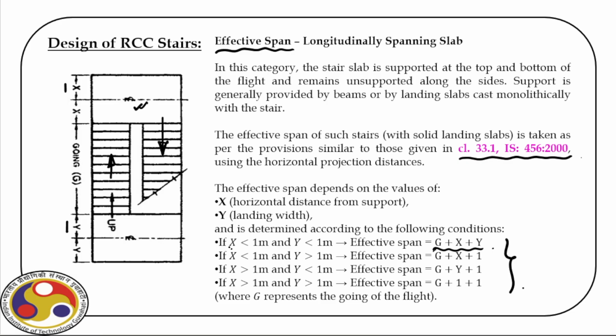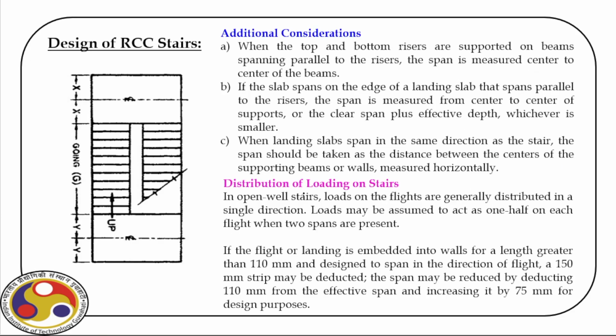So if X and Y both are less than 1 meter, then effective span is G plus X plus Y, or otherwise accordingly we have to design it, right? This is self-explanatory. It's not difficult. From the basic geometry, we have to identify X, Y and G, and then we have to check whether these conditions are satisfied, and accordingly we have to identify the effective span. Now, beyond this, there are some additional requirements that we have to keep in mind.